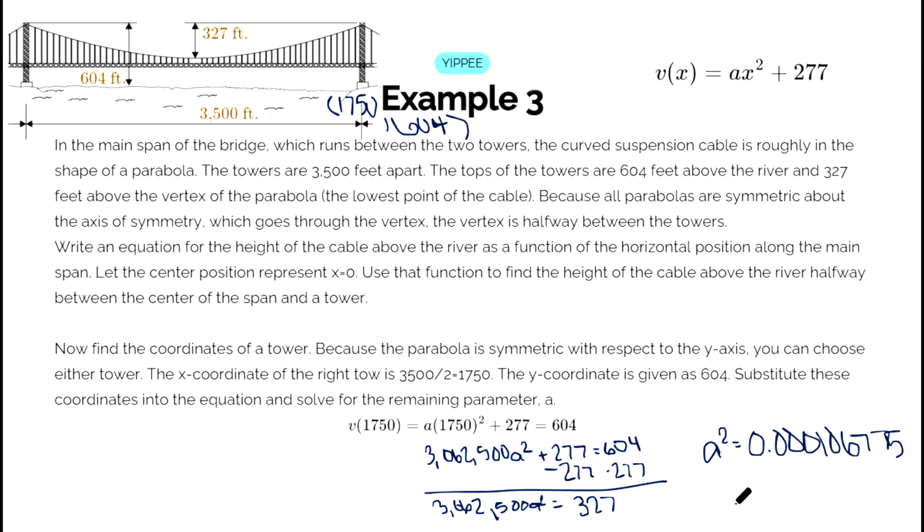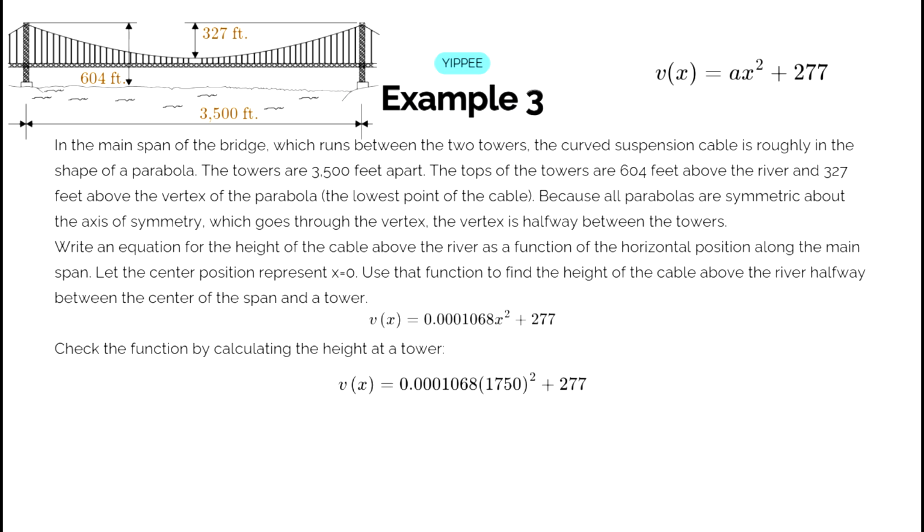We're going to find the square root of this. The square root of 0.000106775 is going to give us a being equal to 0.01033. Let's see if they agree with us. Oh, they just stopped. They just went here.